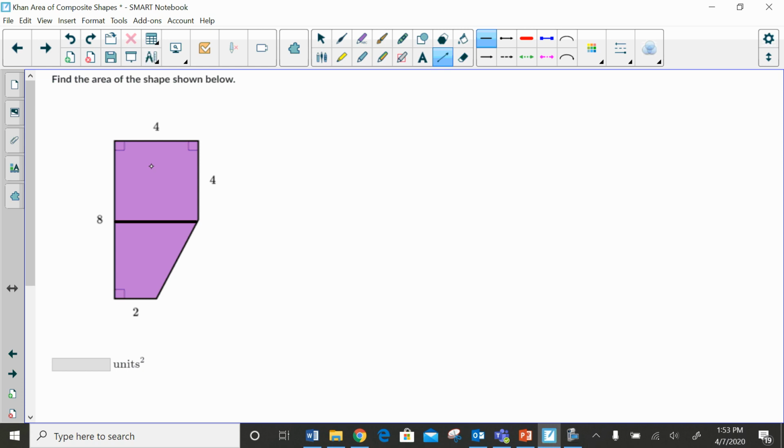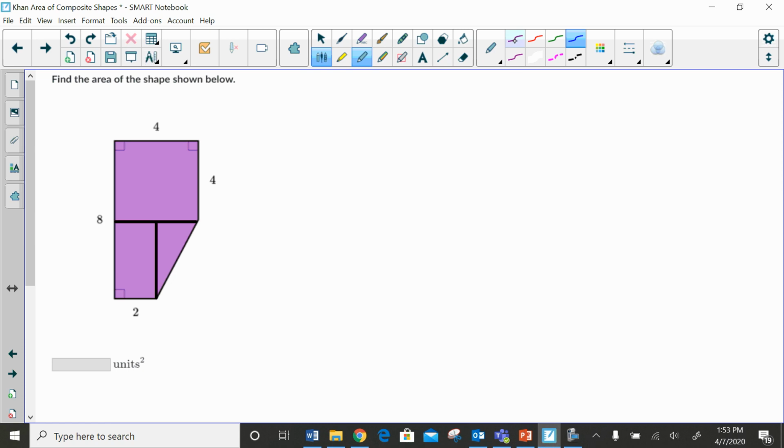And now I see a square, but then I see this other funky quadrilateral. We don't have a formula for this funky quadrilateral, so is there a way to break this one down? Well, if I draw a line from here to here, we now have a rectangle and a triangle. We're just missing some numbers, so why don't we start by filling those in first?